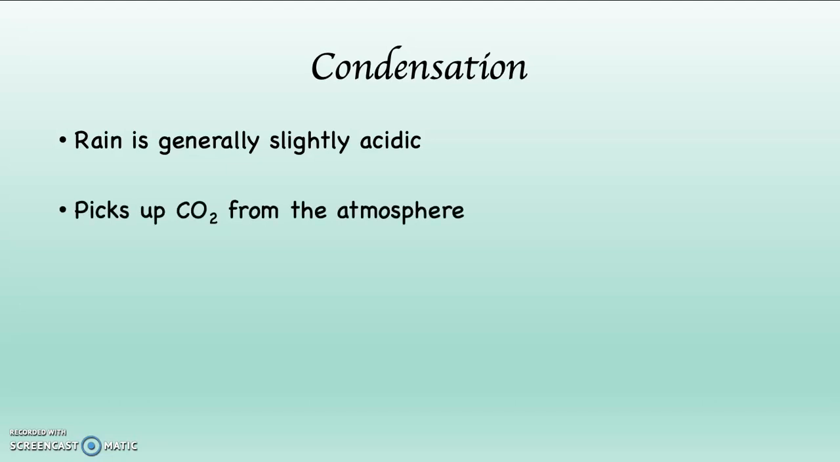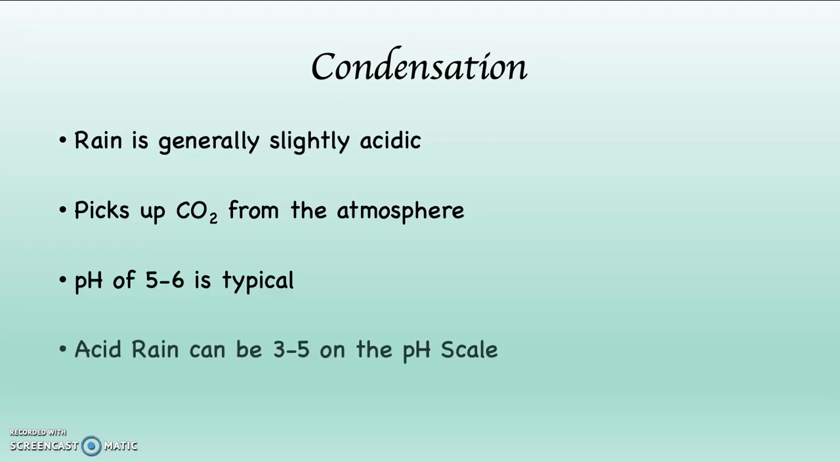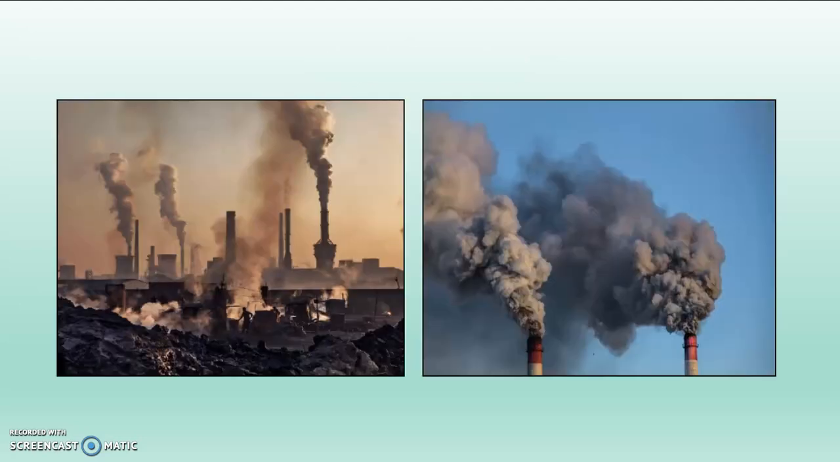And the reason is because the raindrop itself dissolves some carbon dioxide from the atmosphere in it, and carbon dioxide is an acid, so it makes a slightly carbonic solution. Typically, you get rain when it falls from 5 to 6. 6 is not an unusual number to get for a raindrop, so it would be acidic. But we don't call it acid rain unless it gets into like the 3 to 5 category. At that point, now we're talking about acid rain.